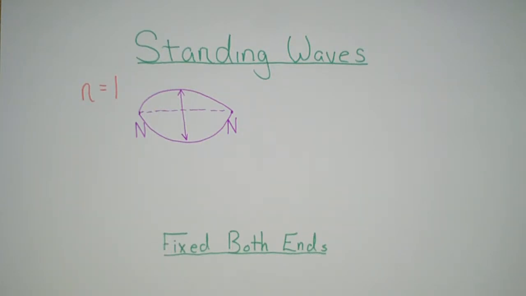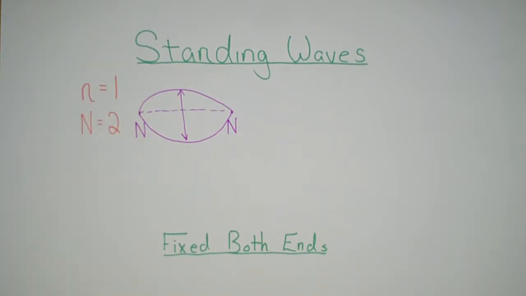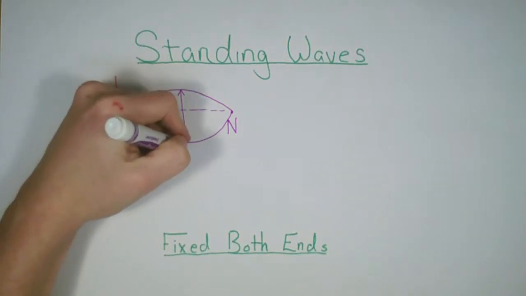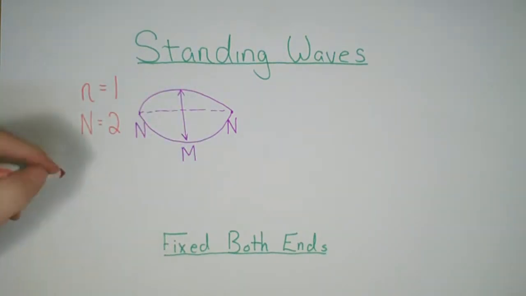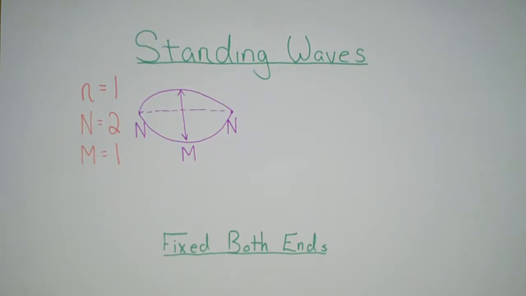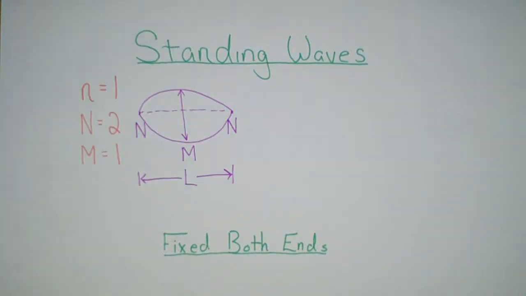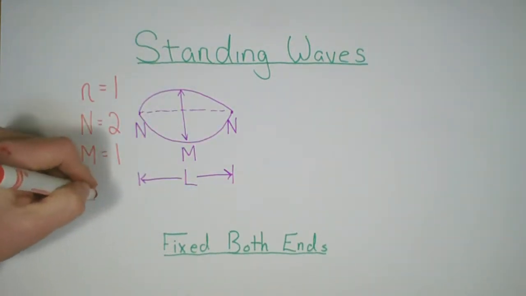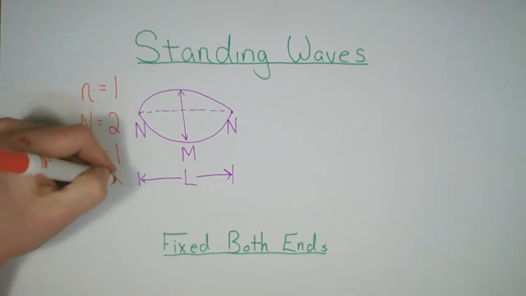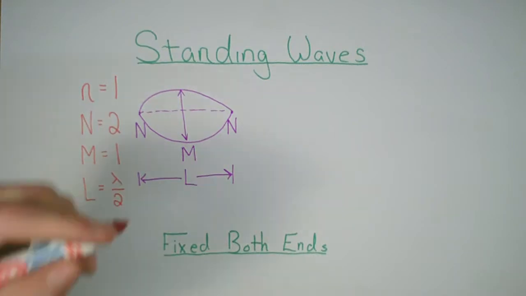The areas where nothing happens we call nodes, and so if we count those we see that there's two nodes in this situation. And in between any two nodes we're going to have a maxima. A maxima is where we have the maximum oscillation, and in this case there's going to be one maxima. We can also consider the length of the spring or string, which is going to be from the two nodes at either end, and we're going to see, because we have either a crest or a trough, that there's half a wavelength, lambda over 2, at any moment in time.